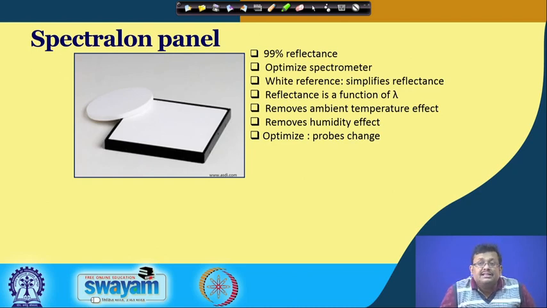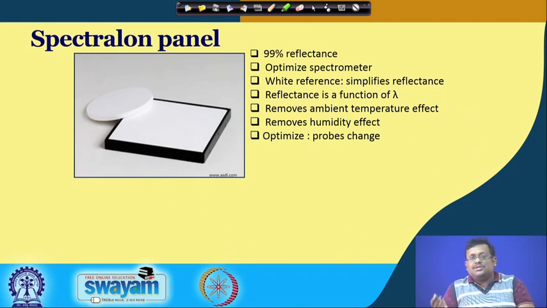So, for standardizing this instrument, we need a white reference panel, and we call it spectral panel, and this spectral panel, we assume that it has got 99% reflectance. So, it basically requires for optimizing the spectrometer, and it requires for white referencing the spectrometer, that simplifies the reflectance. So, reflectance, remember, is a function of lambda, that is the wavelength, and it removes the ambient temperature effect also, and also removes the humidity effect, and optimizes when we change from one probe to another probe.